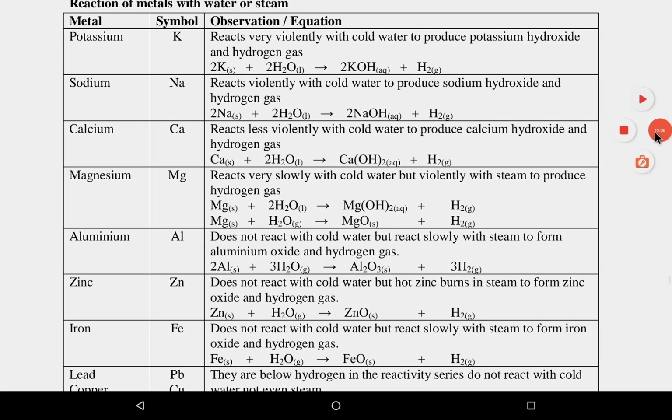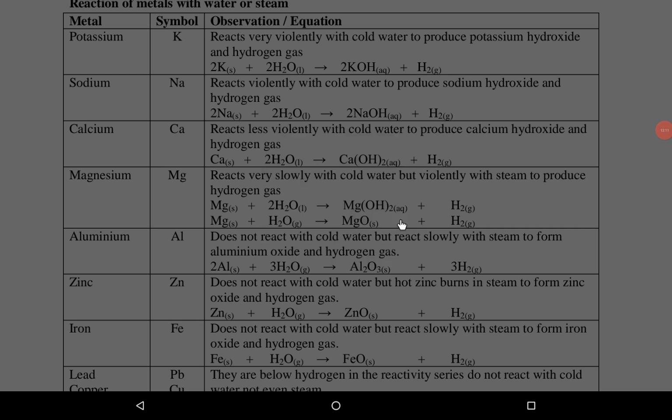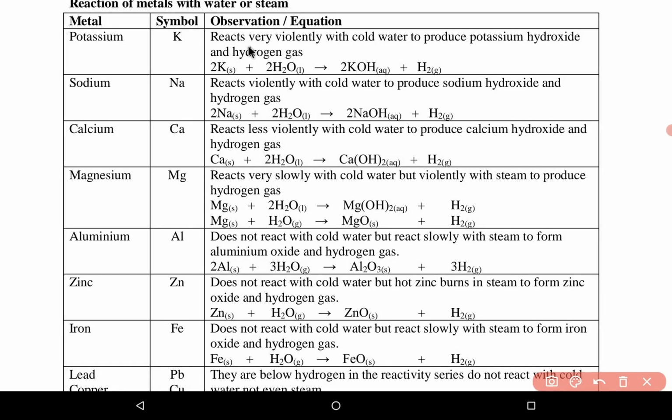So let's see how these metals actually react. It won't take much time. So potassium, you see, it can react with cold water, and the reaction is quite violent. But it will produce potassium hydroxide and hydrogen gas. Like I said, in all the reactions, you are going to notice hydrogen gas is given out. So potassium hydroxide, this is an alkali, a very strong alkali, a base. So you have potassium reacting with cold water here to give us potassium hydroxide and hydrogen.